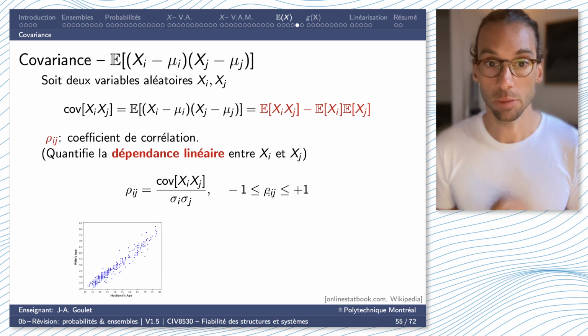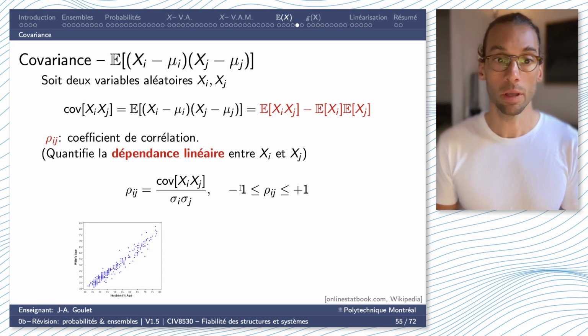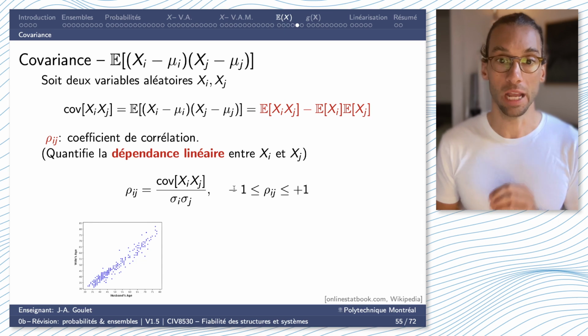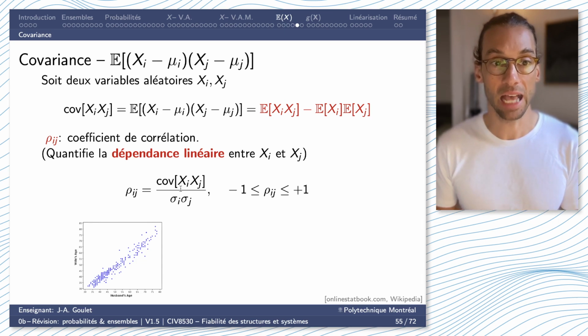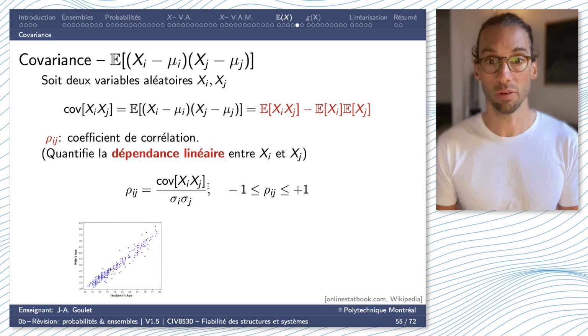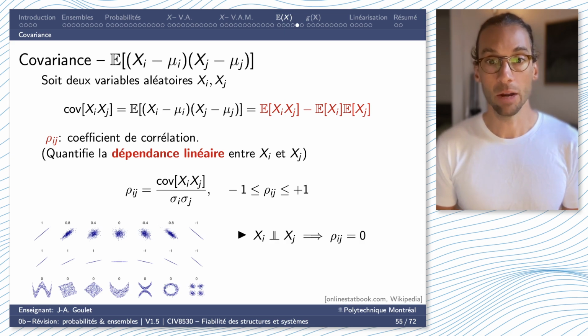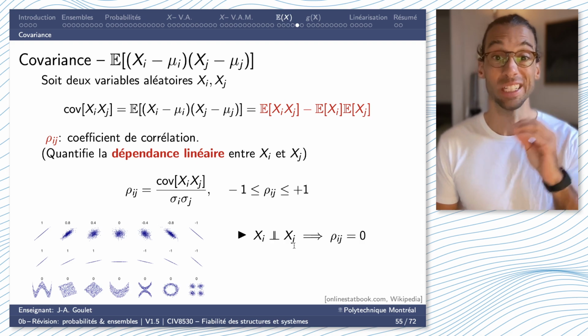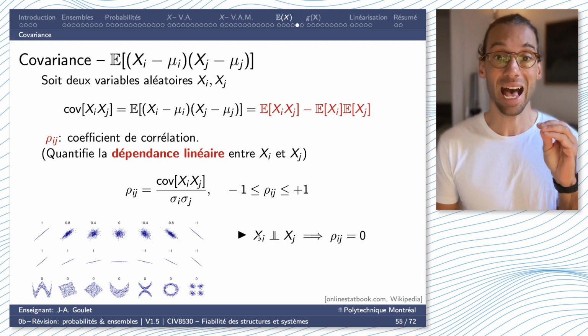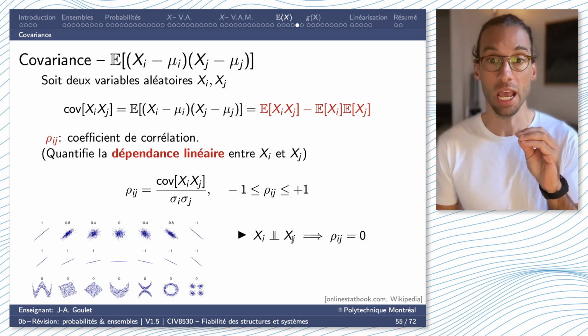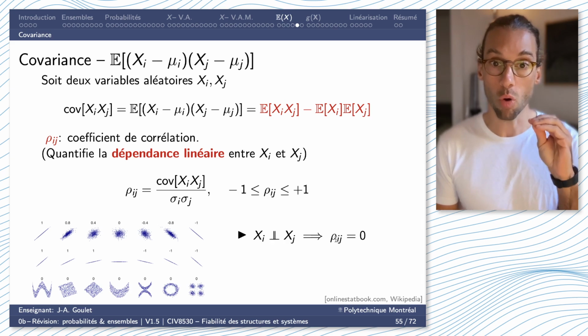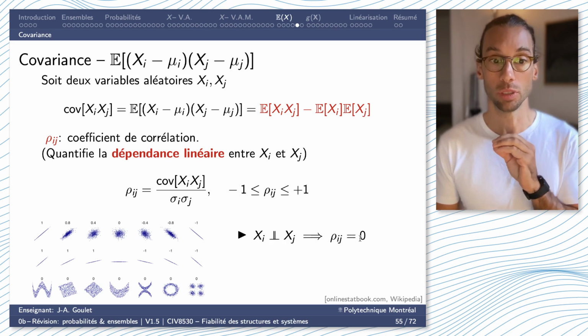So strictly speaking, my correlation coefficient rho must be between -1 and 1. And it's defined as my covariance between these two random variables divided by the product of the standard deviations. And one property we have is that if two random variables are statistically independent, so xi is statistically independent of xj, that implies that my correlation coefficient rho ij must be equal to 0.